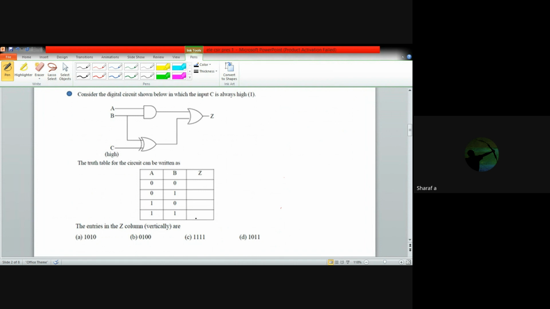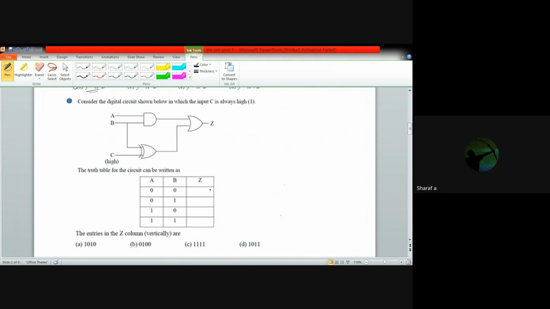So which are the values which will come in this column? This is also a previous year question. So you just do it in 1 minute. You have variables A and B here. Just substitute the A, B values here. C is always high, so don't worry about that value. This is always 1. Just substitute the other values and find out what the Z value is. Just try to do it.